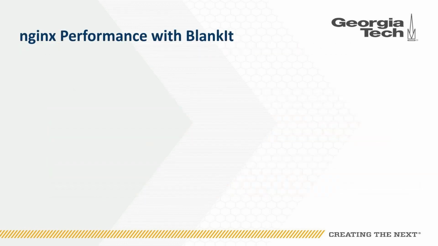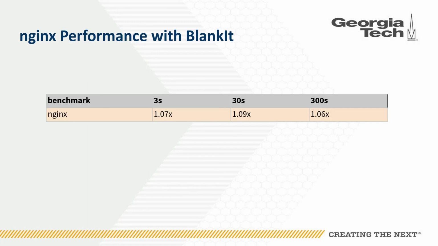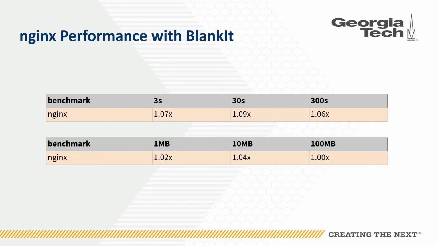Though Sshd did not degrade, Nginx ran slower with BlankIt. In one set of experiments, we varied the time of our Nginx workload but kept the payload constant. The worst case slowdown was 1.09x. We also varied the payload size but kept the workload duration constant. The worst case there was 1.04x. And all slowdowns for Nginx are under 10%.